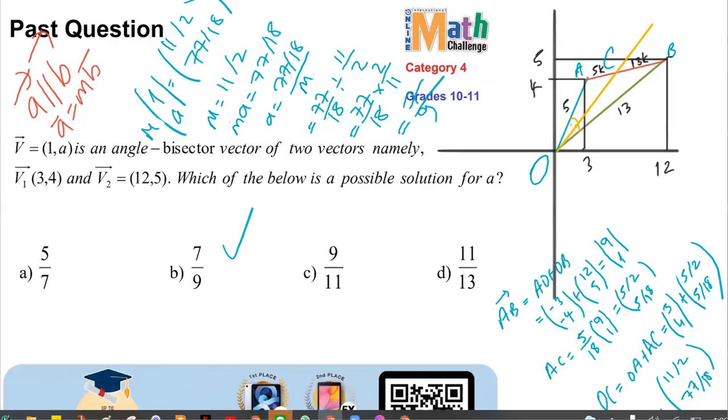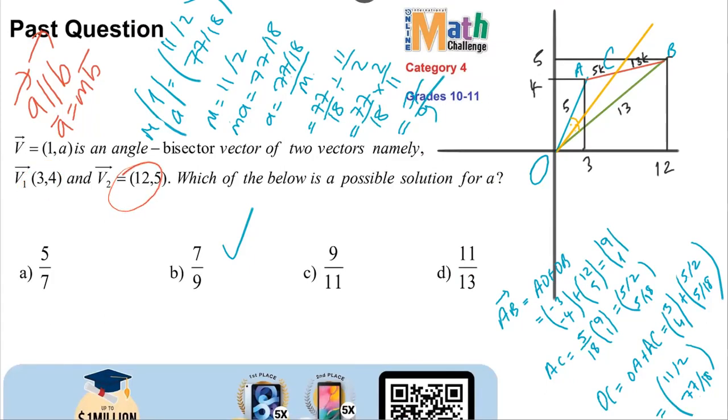So this is our final question related to vectors. So we have 2 vectors given, and the coordinates are given. So we can draw those vectors. This is x 12, y 5, and x 3, y 4. And this vector will be between those two, and it is also angle bisector, means these two angles are equal.